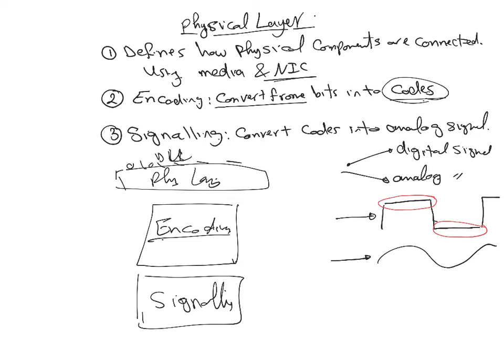Manchester encoding. So one is Manchester encoding. Non-return to zero. Okay, so what is the difference?